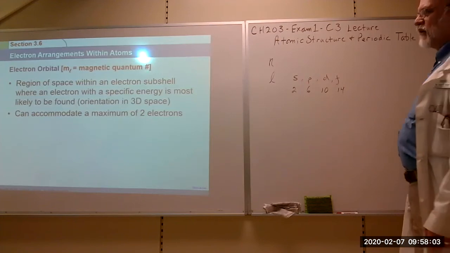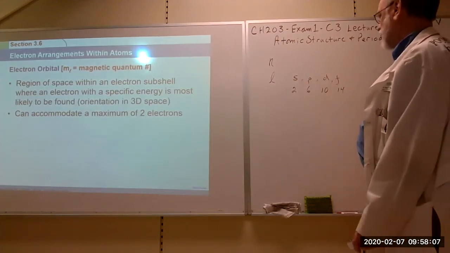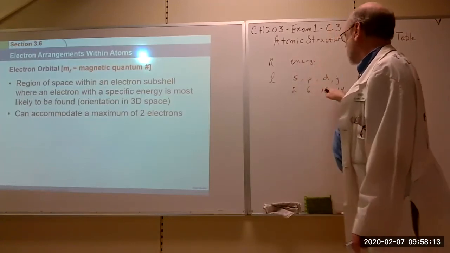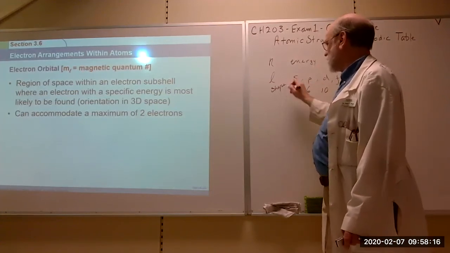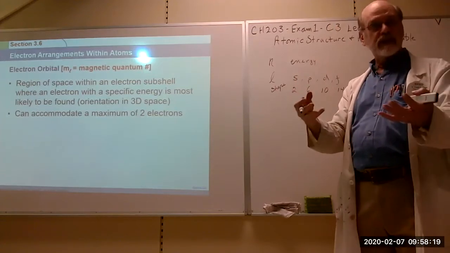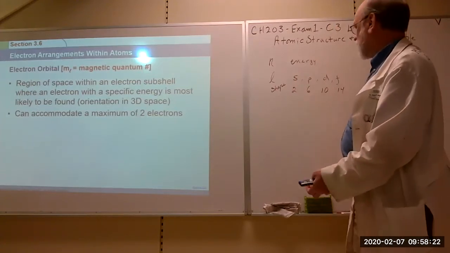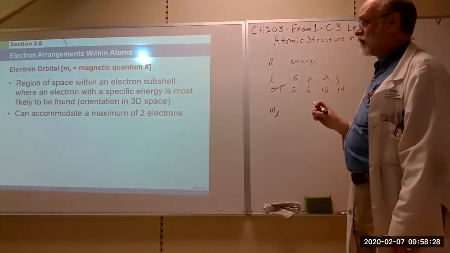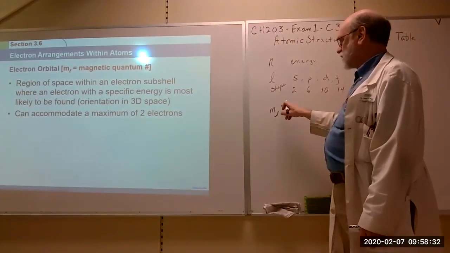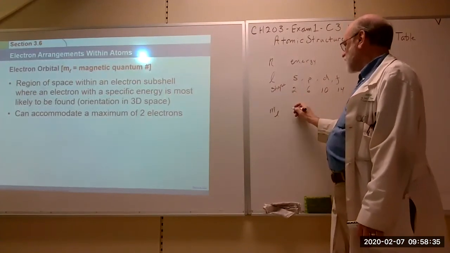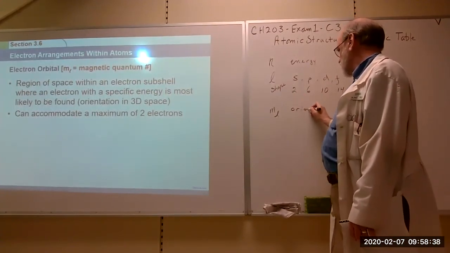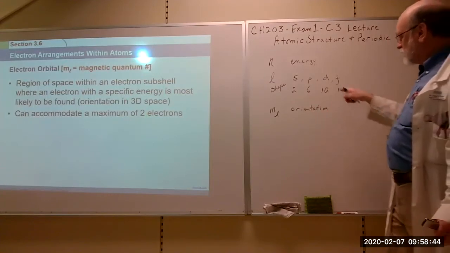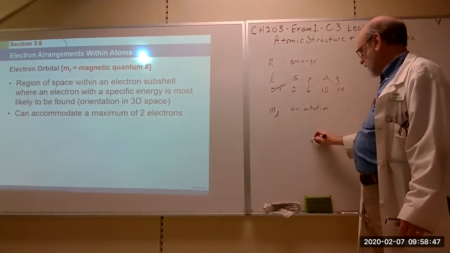Then there's the electron orbital. While the subshell is related to the energy, this is related to the shape of the space that's occupied by the electron. And this one, m sub l, the electron orbital, or the magnetic quantum number, defines the orientation in space. For example, the p orbitals are shaped like dumbbells.